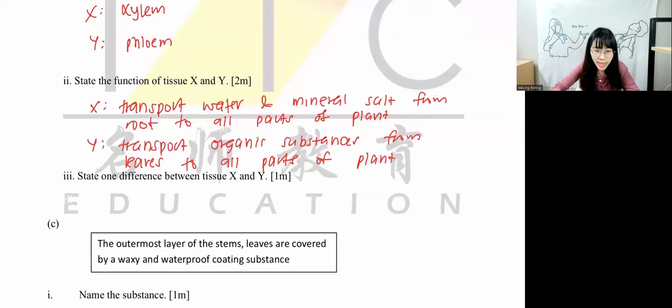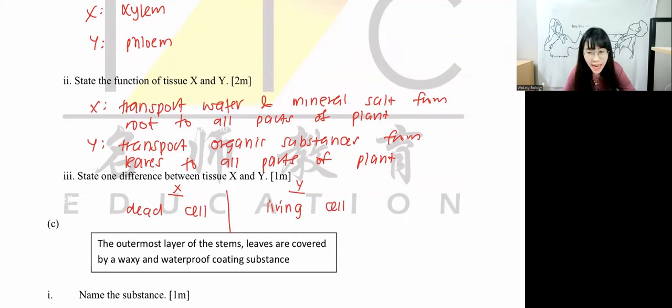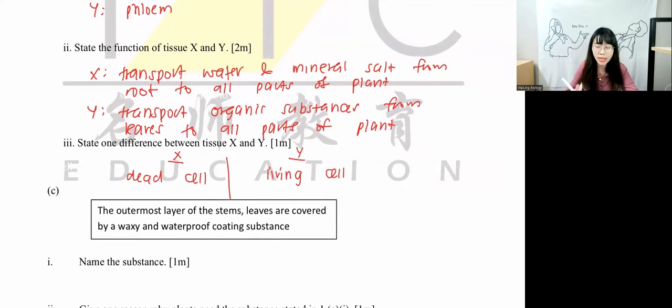Okay, done. Next question. State one difference between tissue X and Y. If you want to write one difference, because just now we wrote the function already, we're going to write some easy answer. X is xylem, Y is phloem. So the easiest answer that we're going to write is they are dead cell or living cell. Xylem is a dead cell. Very good. Phloem is a living cell. So X is a dead cell, Y is a living cell.